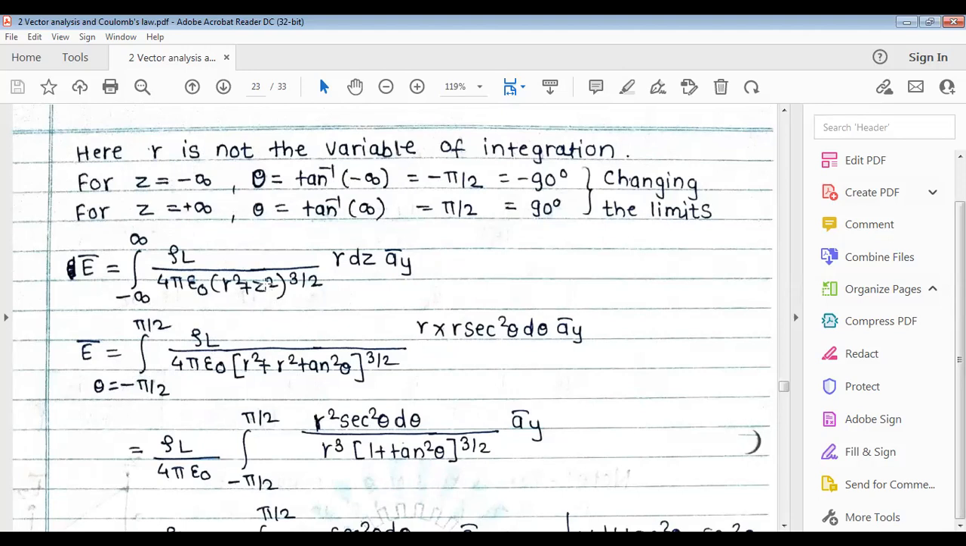Then what is z here? Anyone? What is z? R tan theta. Yes, it is r tan theta. So we write here z square as r square tan square theta raised to 3 by 2 into r, and dz is equal to its derivative, that is r sec square theta d theta.